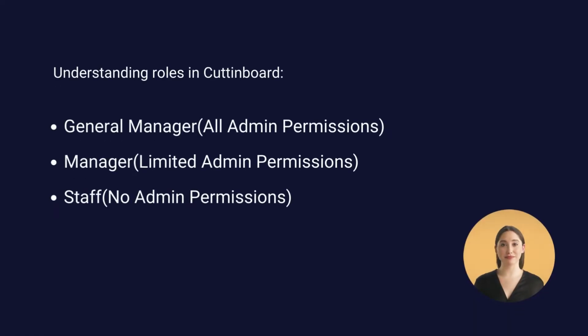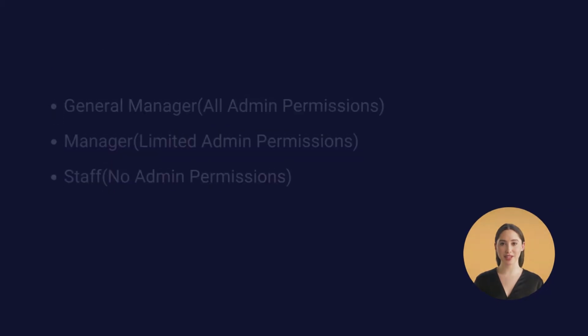General Manager. Employees with this role have all the permissions inside a Cuttinboard location. Next, we have Managers. Users with this role can add and delete staff members. They can use admin tools such as Schedule and Utensils. They can be hosts of elements. However, they can't create conversations, boards, or drawers in Cuttinboard. And finally, Staff. Users with this role are merely participants of the elements they are members of.